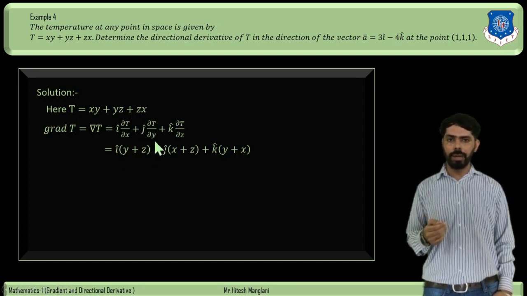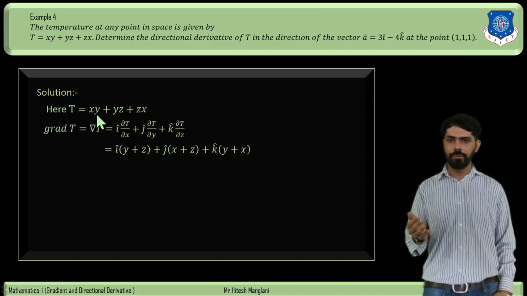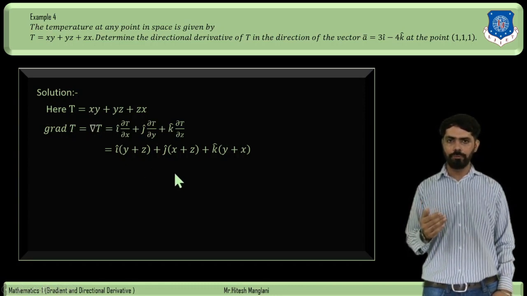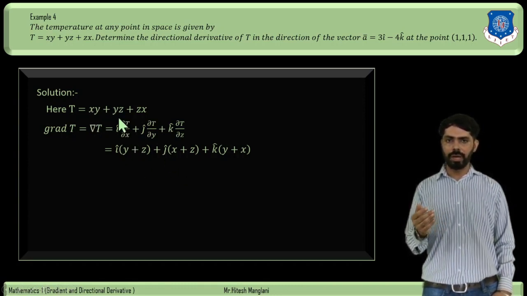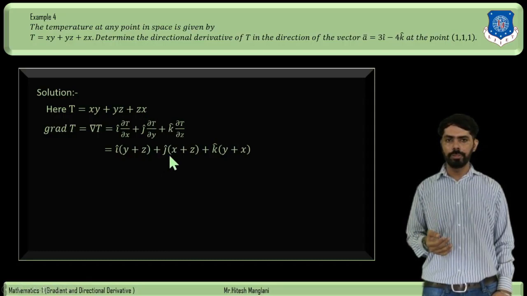Now we will find out del T by del y. To find del T by del y, we will have to find partial differentiation of T with respect to y. So x and z are constant. So here x will be as it is, and derivative of y with respect to y is 1. So here first term will be x, plus second term is yz, and we will have to find partial differentiation of this function with respect to y. Here derivative of y with respect to y is 1, so it will be 1 into z, so it will be z, and last term is zx, which is constant, so derivative of that term will be 0. So here it will be x plus z, plus k into del T by del z.